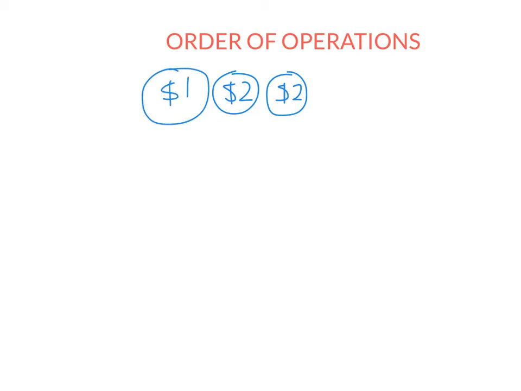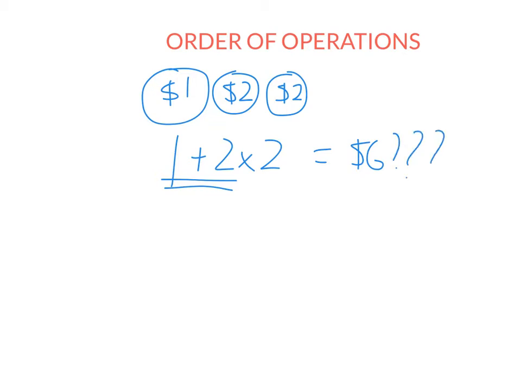It doesn't matter whether you add the $2 coins first, or you add the $1 and the $2 coin first, or whatever. Doesn't matter the order you add it up, I have $5. So I can write it like this. I have one $1 coin plus 2 lots of $2 coins. Now, if I did the addition first, I'd get 1 plus 2, which is 3, times 2 is 6. I mean, that's crazy. I clearly don't have $6.